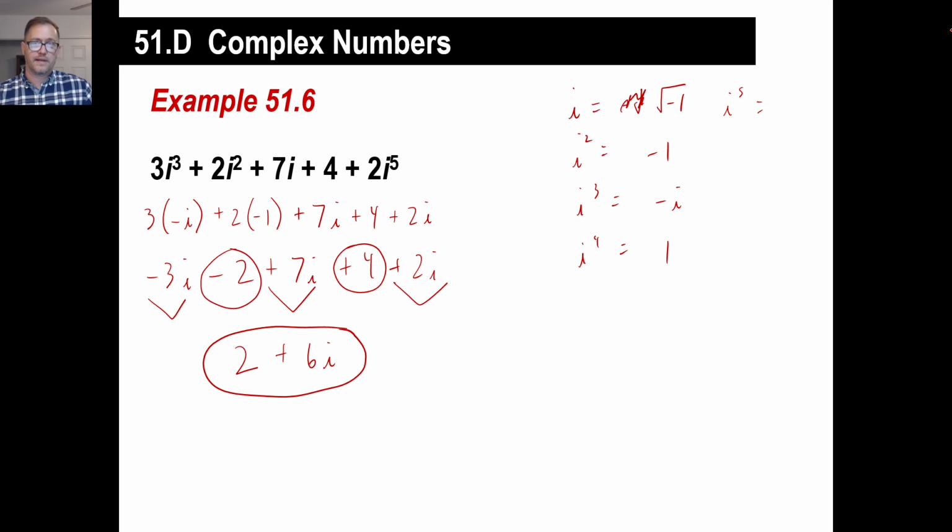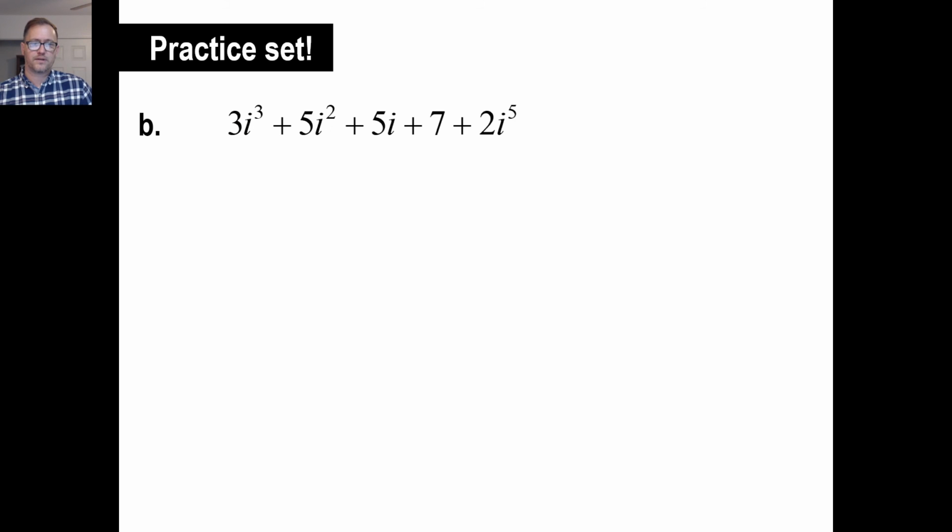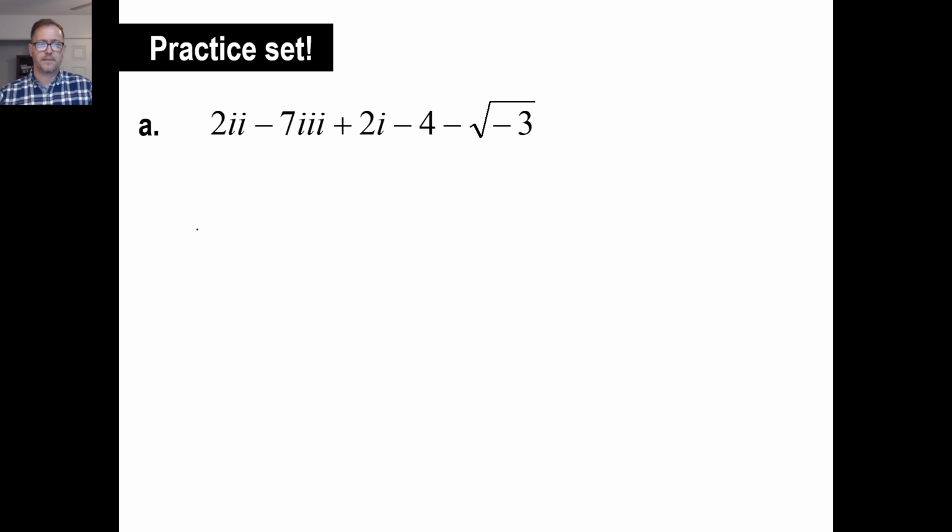Okay, definitely helps to have a little chart or something like that so you can look back and flip back. You might even write it somewhere in the front of your notebook so you remember it every time. But anyway, all right, let's try the practice set, and we will come together. So pause it and give it a shot.